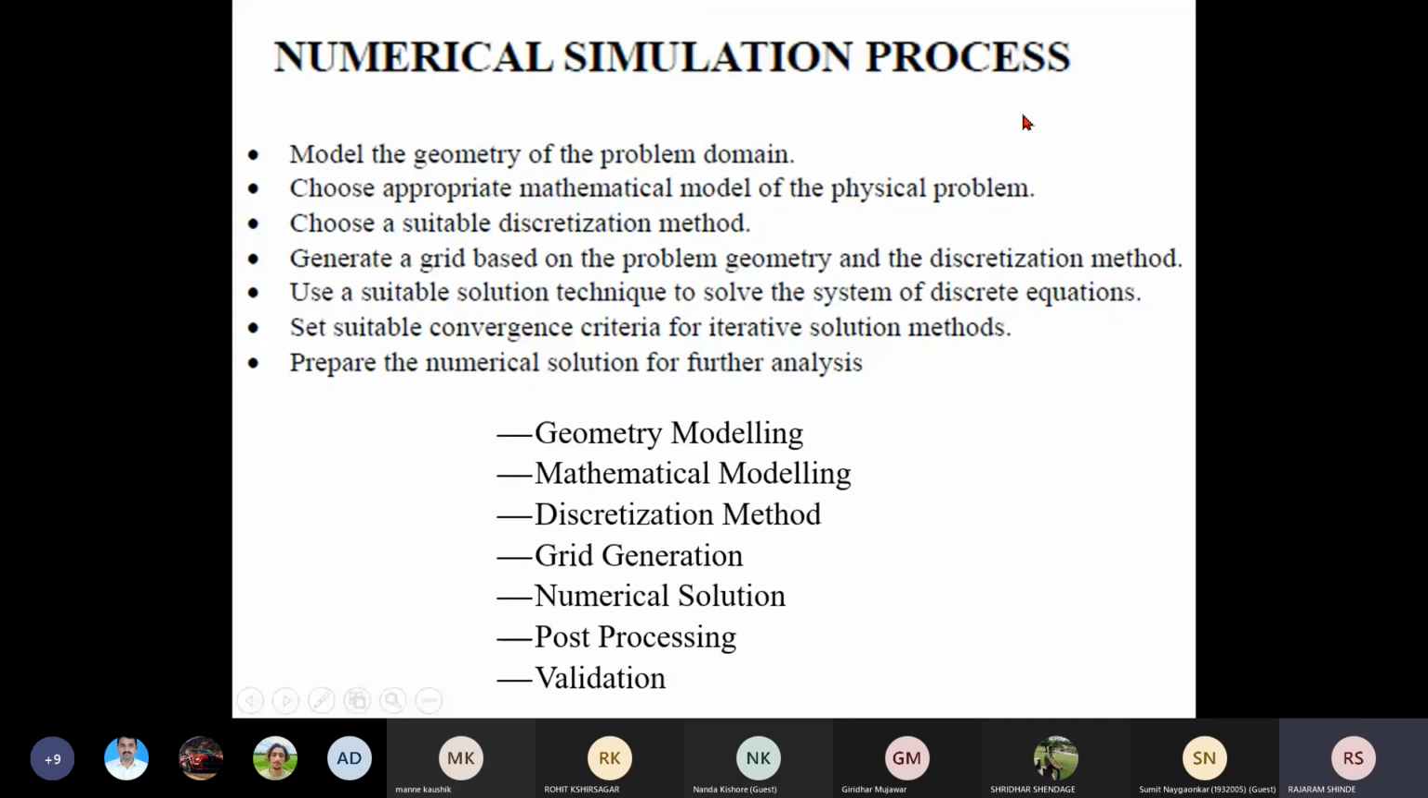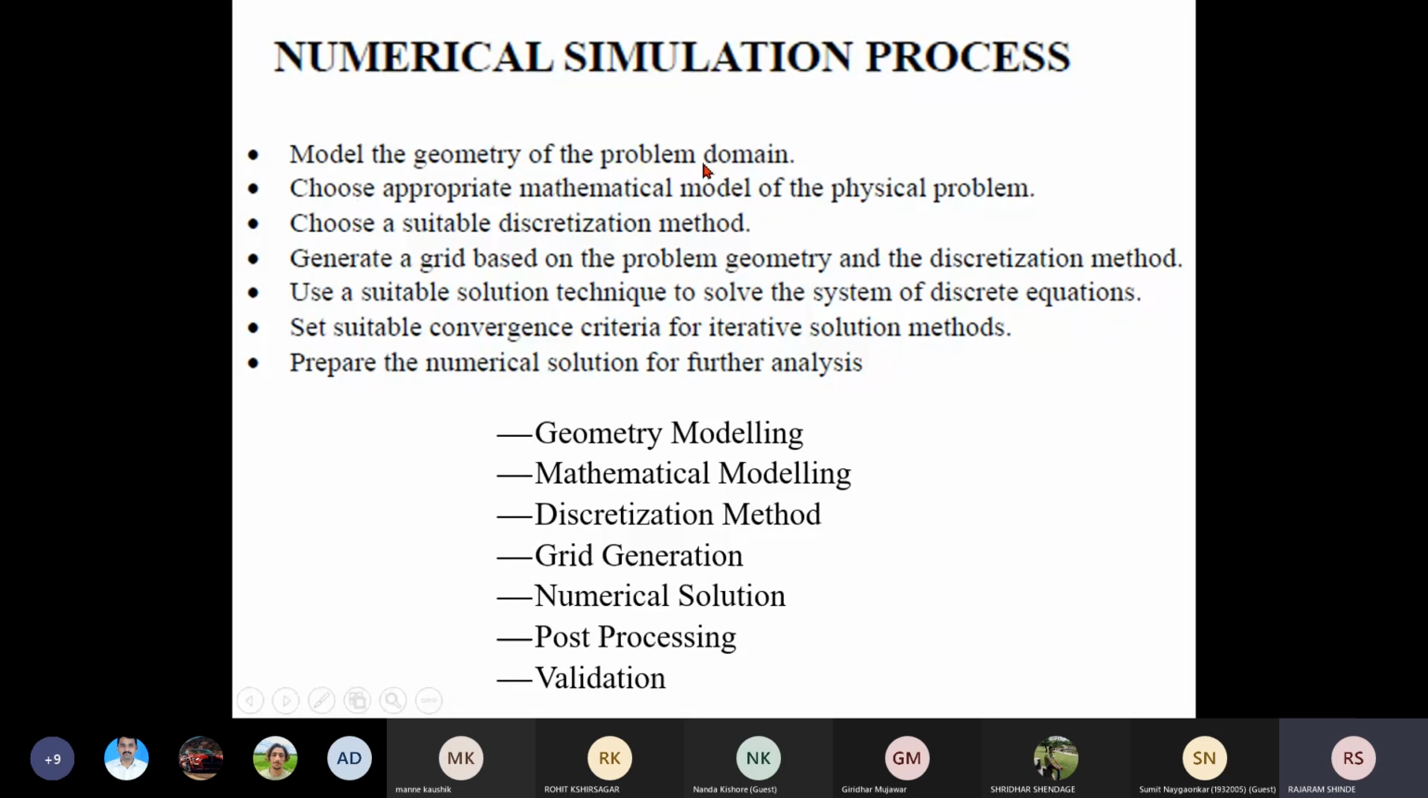Numerical simulation process. These are the steps of the numerical simulation process. Actually, this is a part of the software, but I'm going to cover it because I want to tell you the importance of the mathematical model. Here we need a mathematical model. Already you know these steps, so I will not give more time for this.